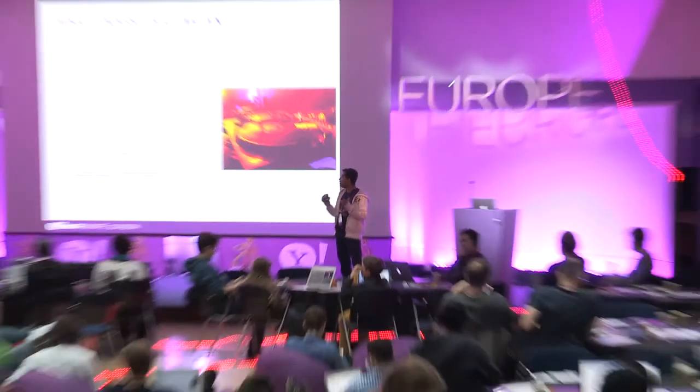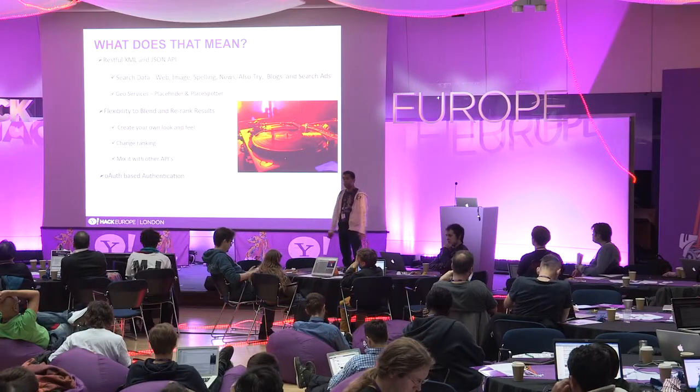And just late last year, we also launched geo services. Those are essentially two APIs, and we'll talk a little bit about that. There's an API called PlaceFinder and an API called PlaceSpotter. I especially like PlaceSpotter. I think in the context of a hack, it's really interesting, and we'll talk about that. And as I mentioned, you can blend and re-rank results and make your own feel.